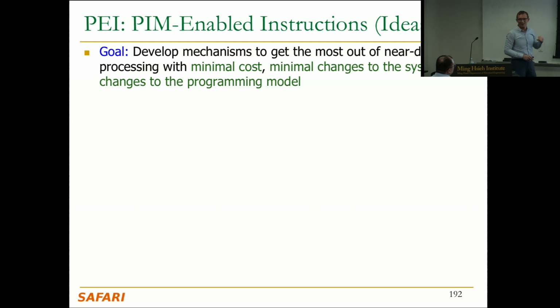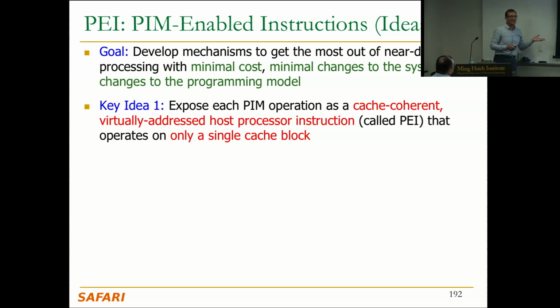And that's what we did, again, in another paper that was concurrent with the first Tesseract paper that I mentioned. We wanted to have minimal cost, minimal changes to the system, no changes to the programming model. We want to keep the sequential programming model. And the idea in this case is to offload on an instruction basis operations to the engine in memory. We call this PIM-enabled instructions, processing in memory enabled instructions.